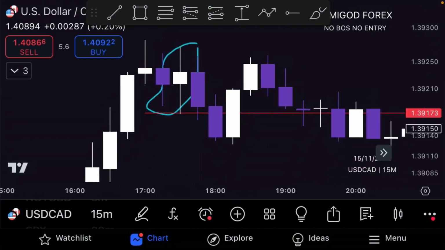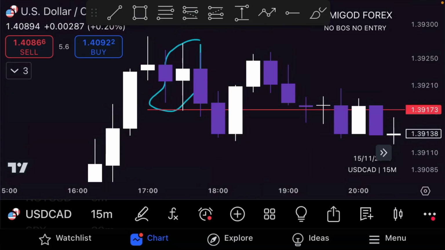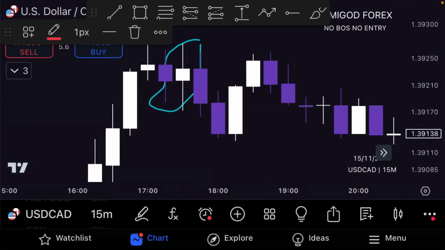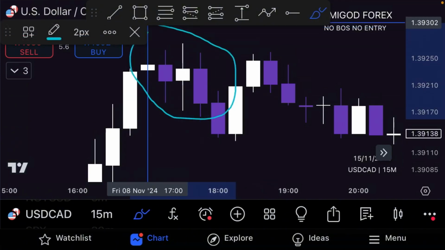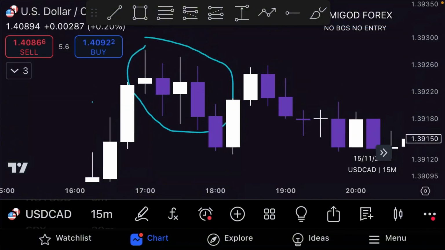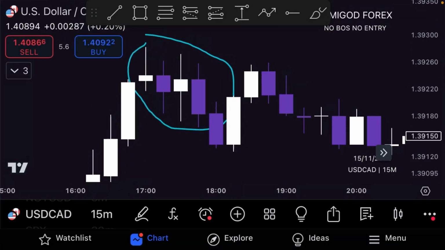Okay, so let's go over that. We have 1, 2. Okay, so this whole area meets up to what? Our valid pullback in the market. So we already have a valid pullback in the market. So the whole area meets up to our valid pullback.